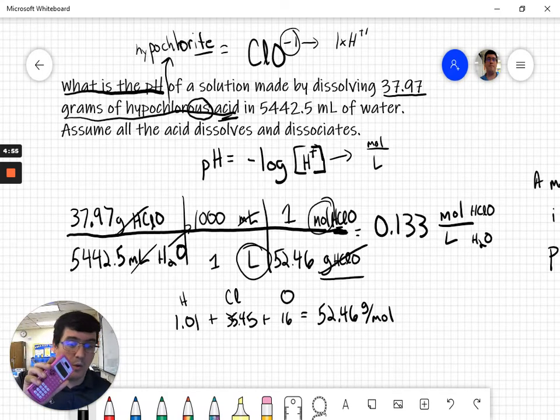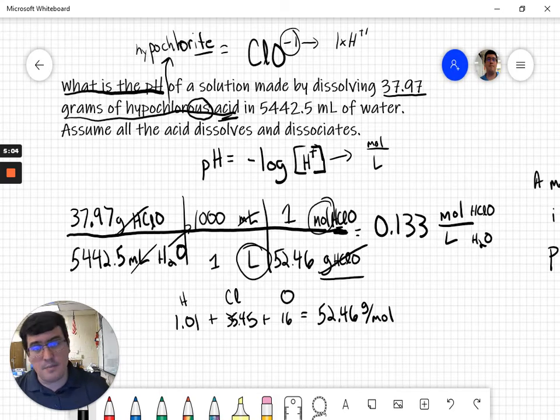I'm actually going to leave the whole thing in my calculator because that is not my answer. That is moles per liter. That is only step one here. Step one is we've got to convert to concentration. We've got to get a concentration out of this.